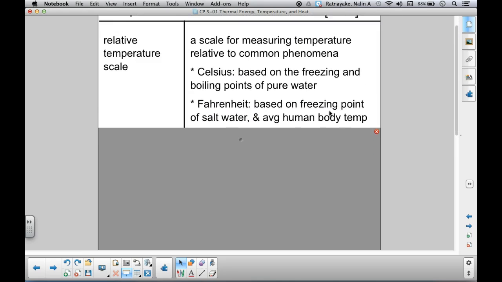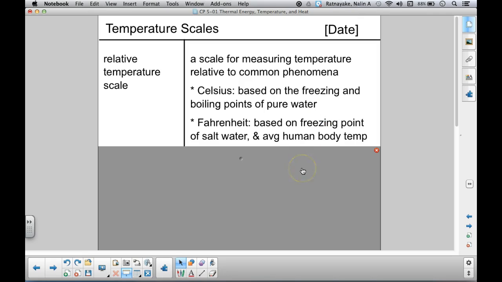Now, the Fahrenheit scale is a scale that we are used to here in the United States, and it is based on natural phenomena. It is not random. It is based on the freezing point of salt water, that's 0 Fahrenheit. So not pure water, salt water freezes at 0 Fahrenheit.